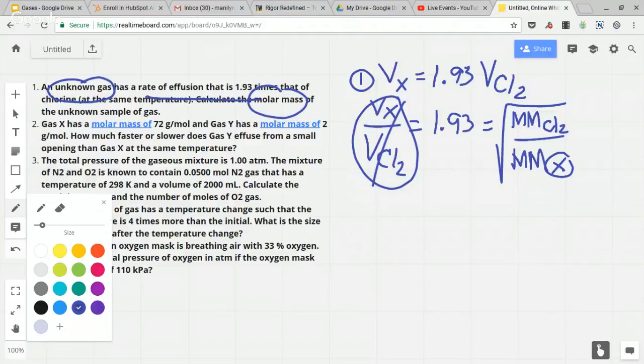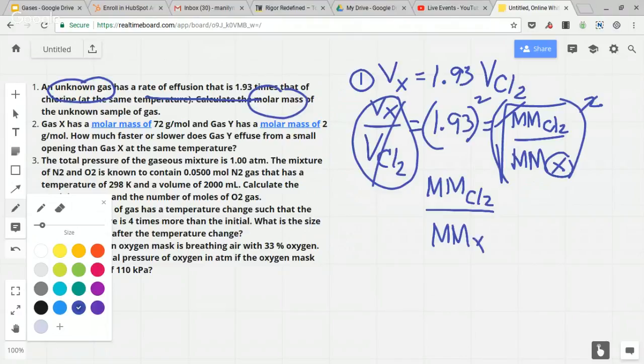So let's derive the equation for this particular problem. We can square both sides first before we can get the MM of X, because there's a square root. By squaring both sides, the square root is removed. I'll put the MM expression on the left, switching it with 1.93. So that's the molar mass of Cl2 over the molar mass of the unknown gas is equal to the square of 1.93. Are you still with me?